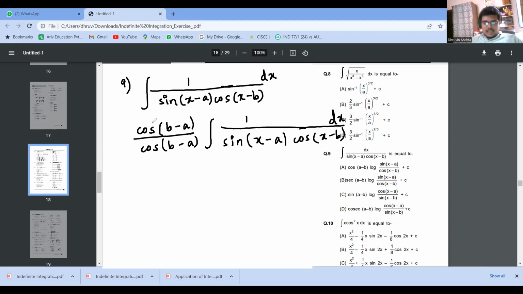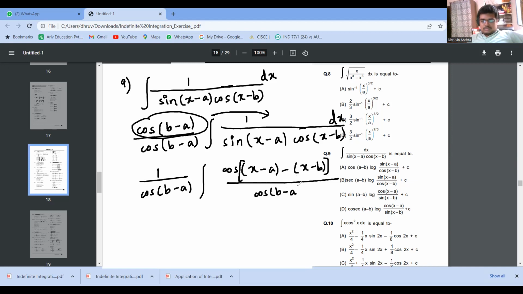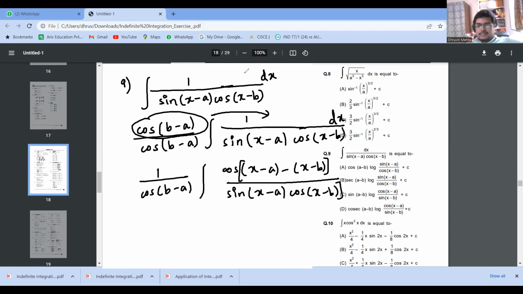So now I'll take this cos of b minus a inside the integral. And guys, can we write that cos of b minus a as cos of x minus a minus x minus b? Check this. सर. तो इससे होगा क्या पता है? Now the numerator is actually compound angle formula. Chalo, so tell me what will we do in the numerator?